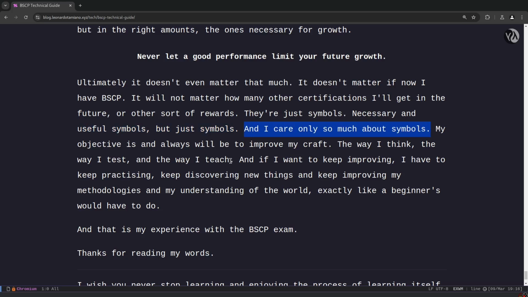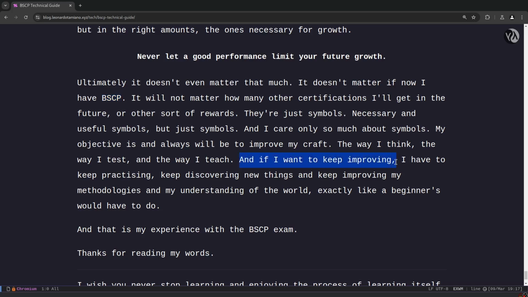I think the idea is that what's of value? Well, of value to me is my craft, which is the way I think, the way I test, and the way I teach. So, for example, to me, it's also useful to obtain this certification so that I can teach you how to obtain this certification. I can explain what this certification is all about, and I can help other people obtain it. Now, this gives me a new meaning over the certification.